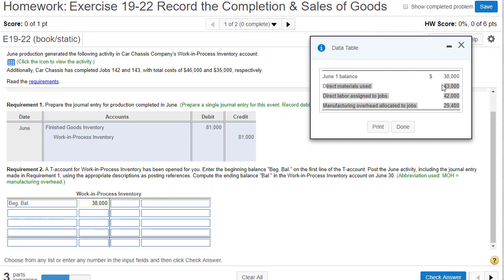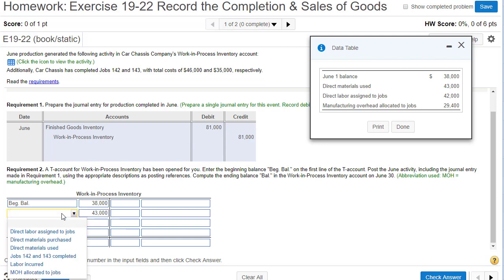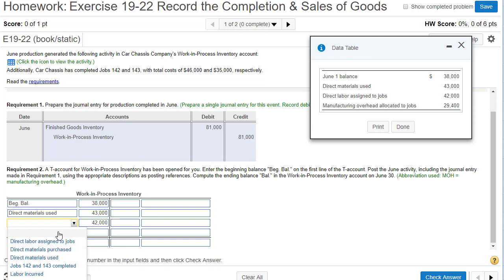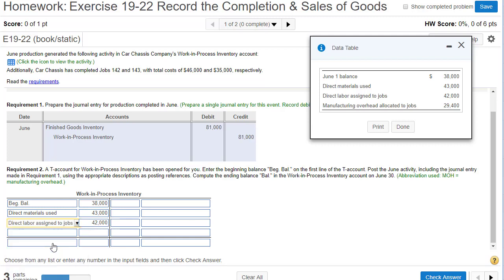So we got direct materials used. Triple click, 43,000, copy, paste. Direct materials, not purchased, but used. Then we've got direct labor assigned to jobs. Those, of course, are the wages and salaries of the people who are working directly on the products. And then we got manufacturing overhead, which were allocated to the jobs.